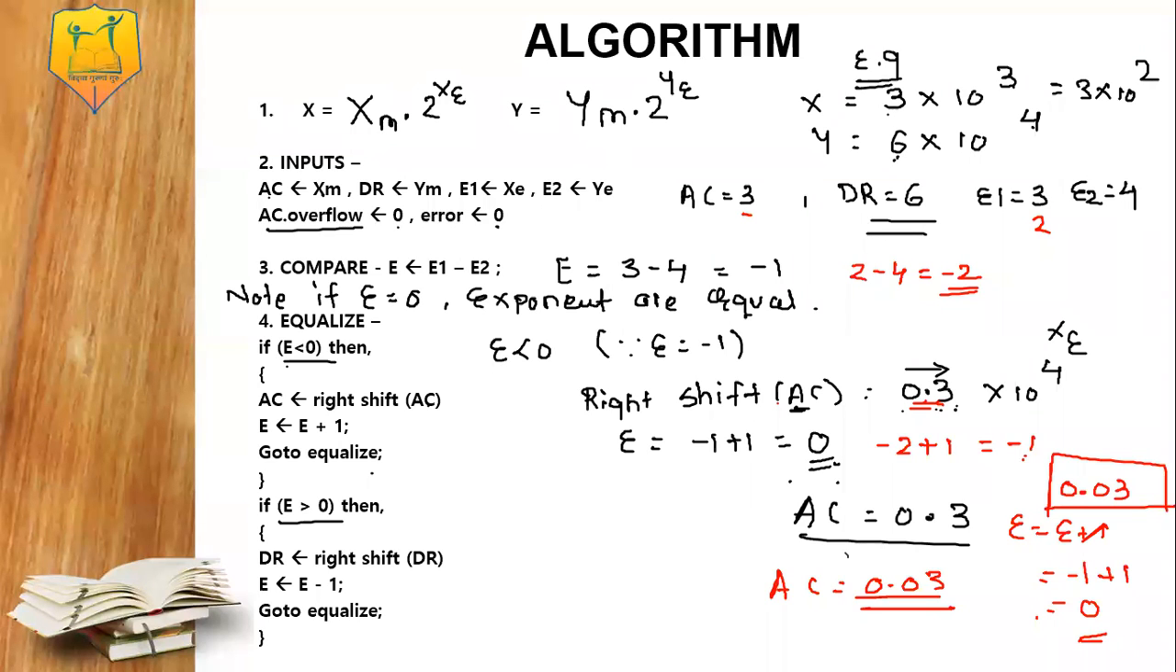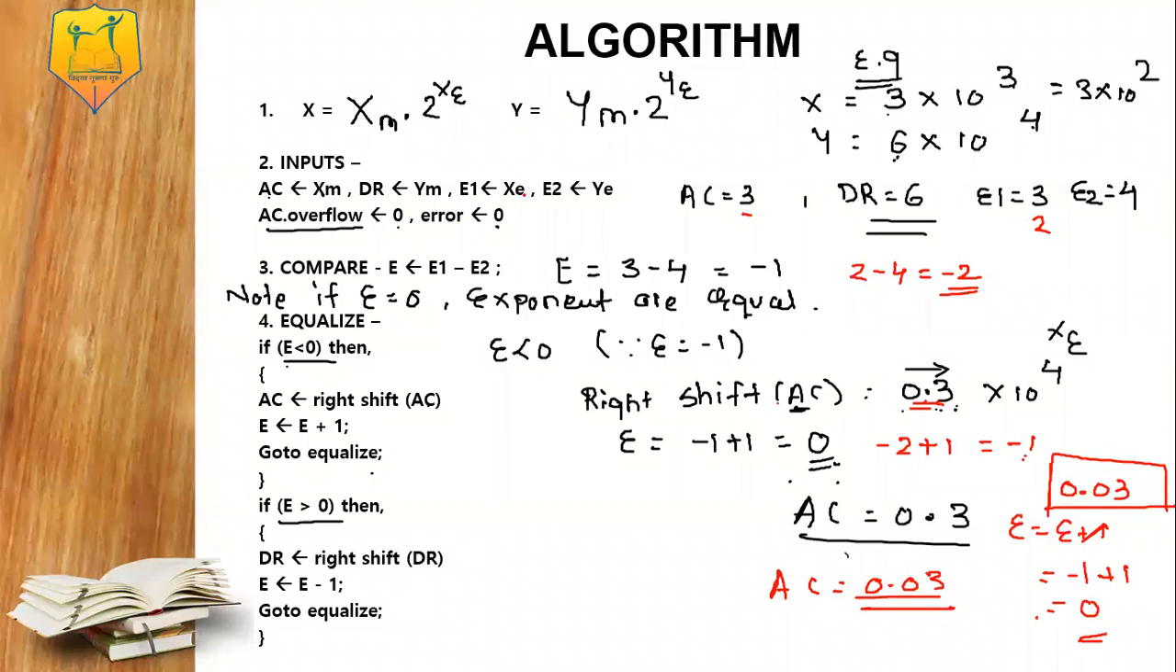Okay, now guys, listen, how do we remember it? It's a simple thing. First, we have to take the two values, two floating point numbers. Then we have to keep them as inputs. AC and DR, these are the two registers. Then the exponents, two exponents. The overflow flag tends to zero. Error flag tends to zero.